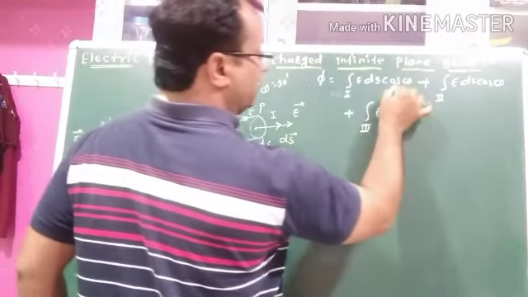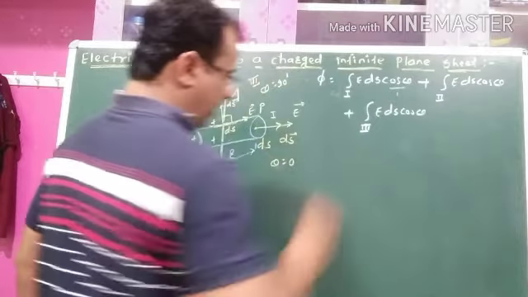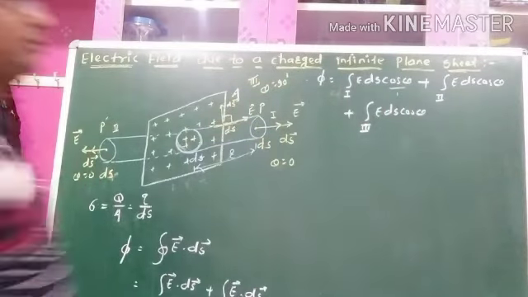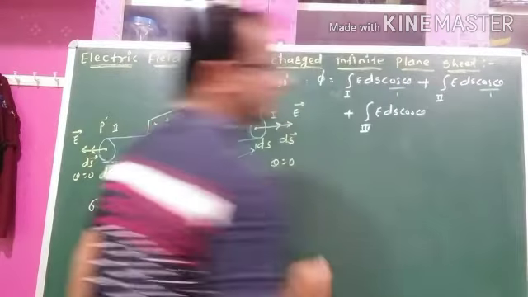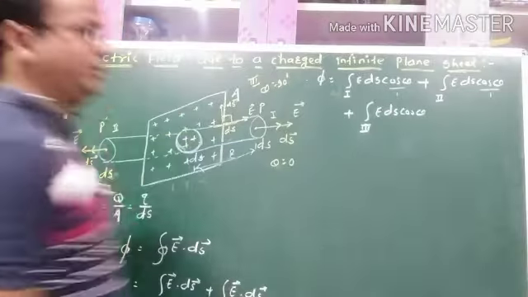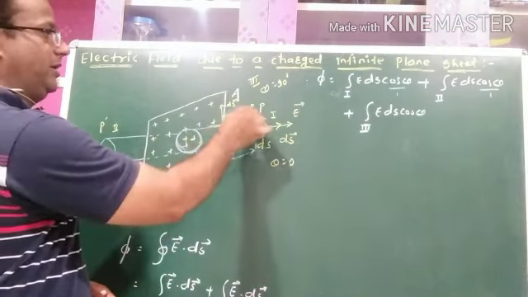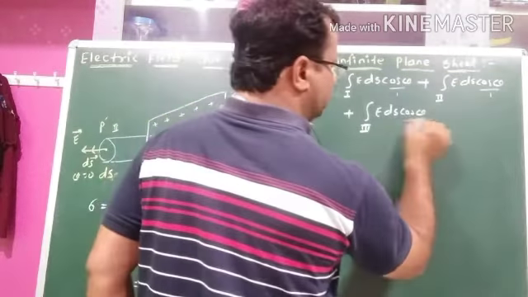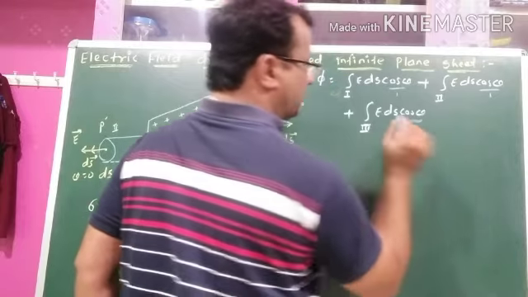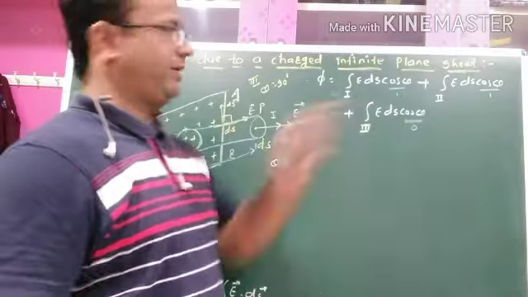It means that the value of cos theta is equal to 1. Again for the second area also, the value of cos theta is equal to 1, right. But for the third area, the angle between the vector E and ds is 90 degrees. So cos 90 is equal to 0. So that's why the value of this integration is 0, right.